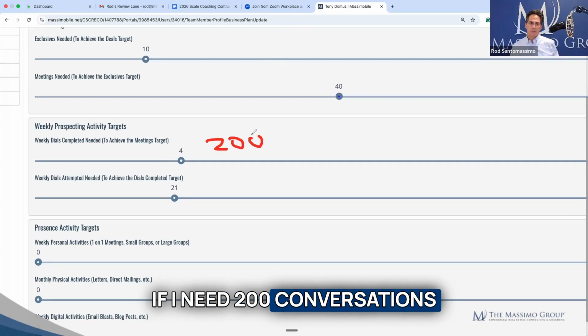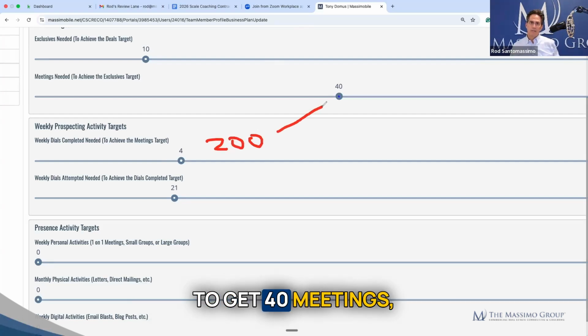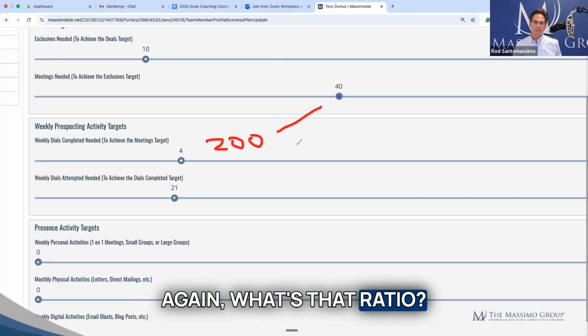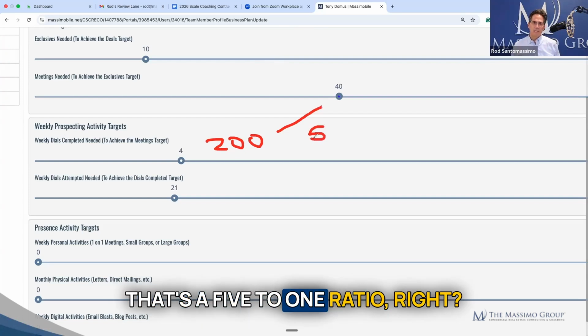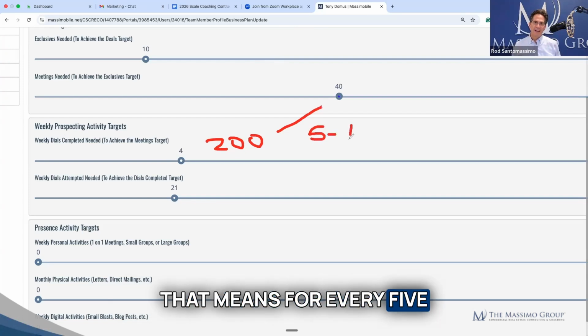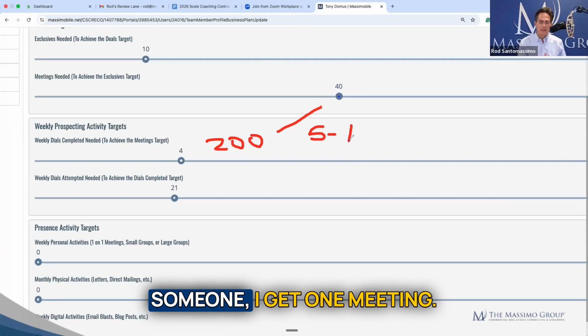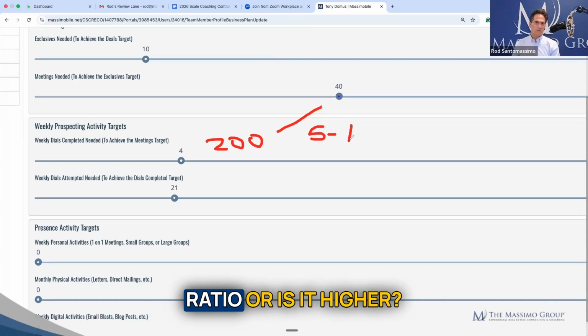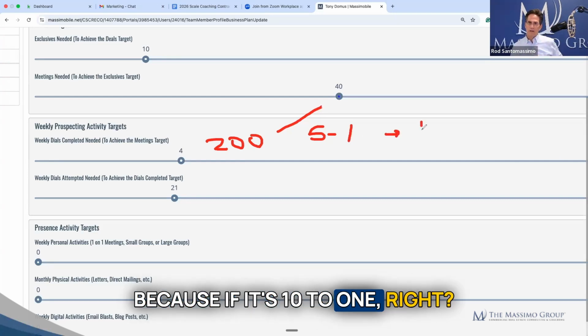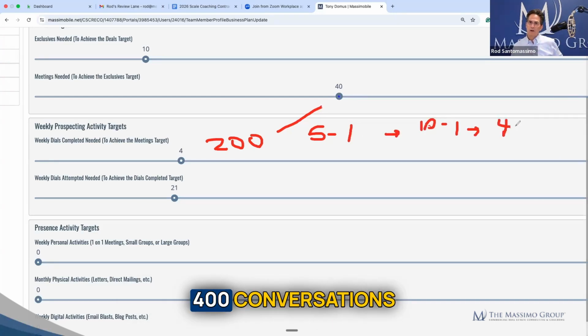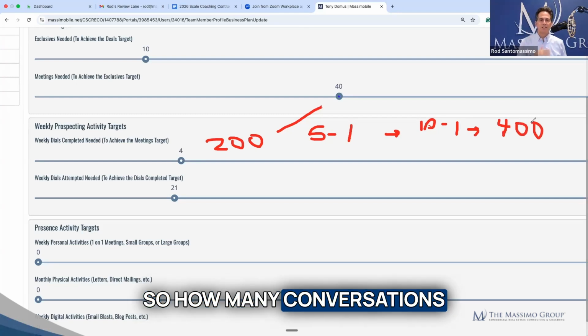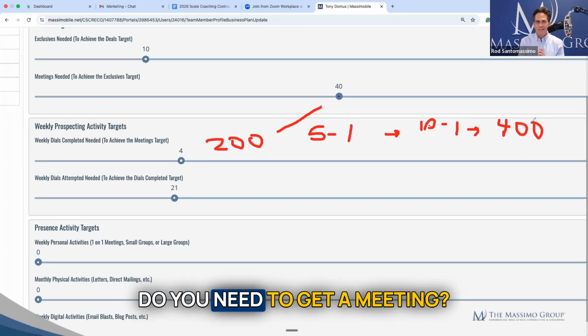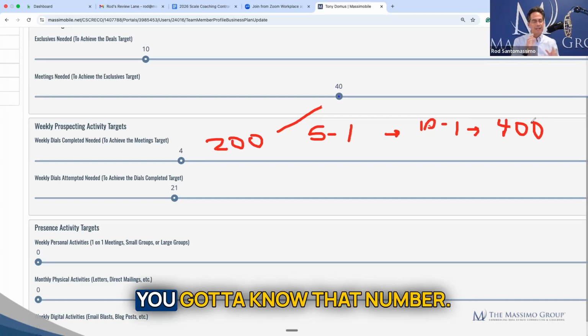If I need 200 conversations to get 40 meetings, what's that ratio? That's a 5-to-1 ratio, right? That means for every 5 conversations I have with someone, I get 1 meeting. Is that your conversion ratio or is it higher? Because if it's 10-to-1, that means you need 400 conversations to get to 40 meetings. So how many conversations do you need to get a meeting? You got to know that number.